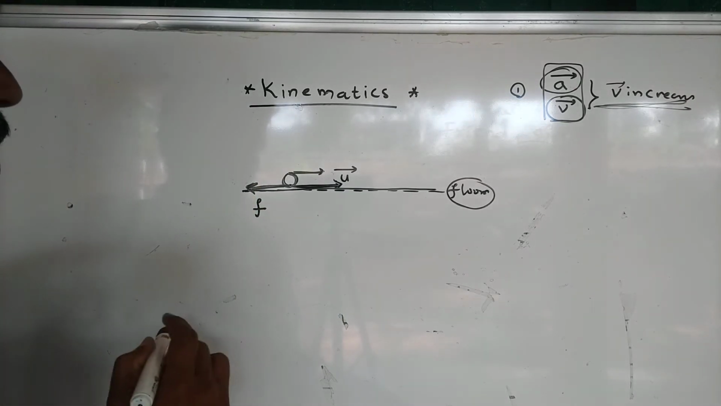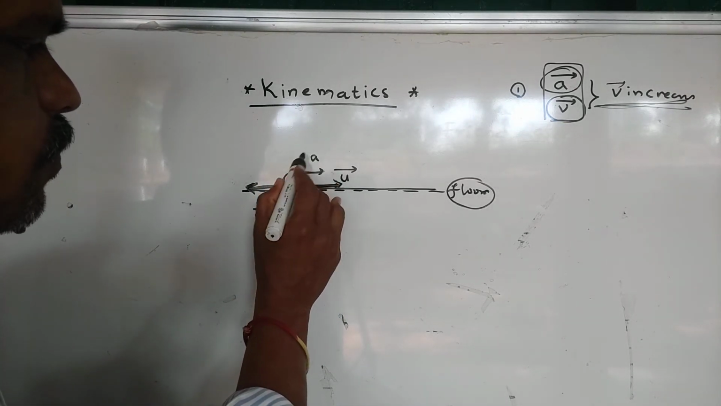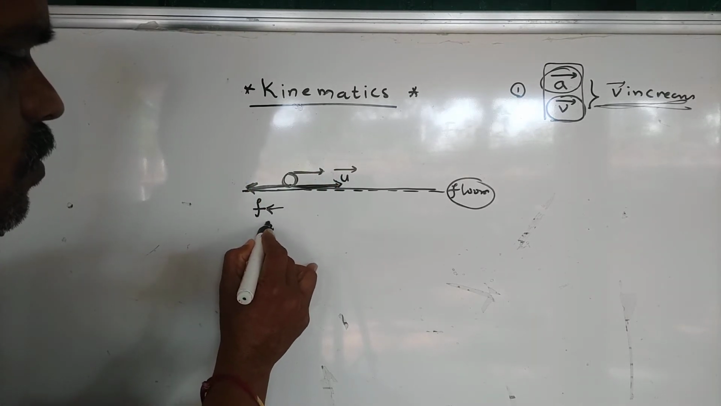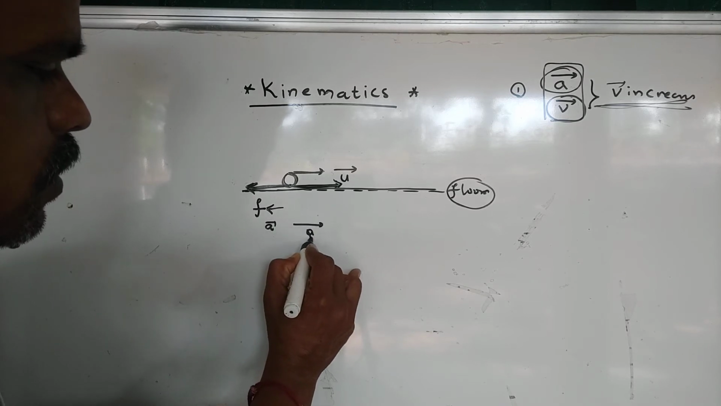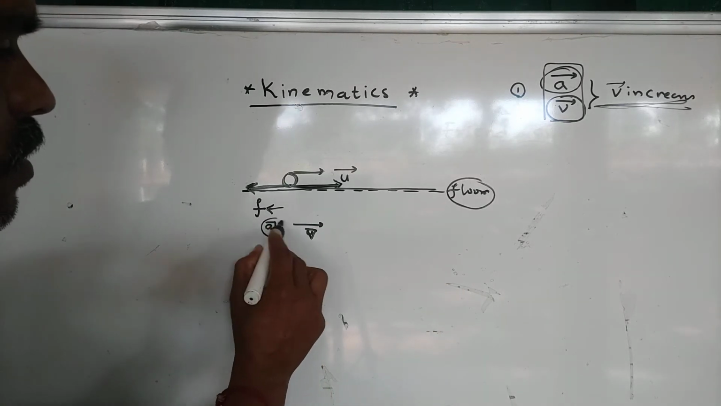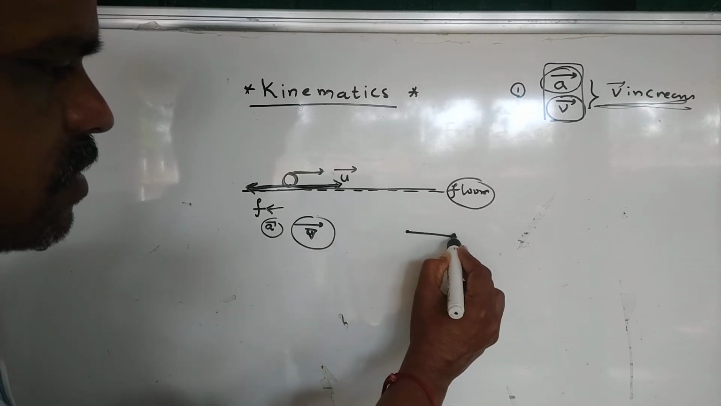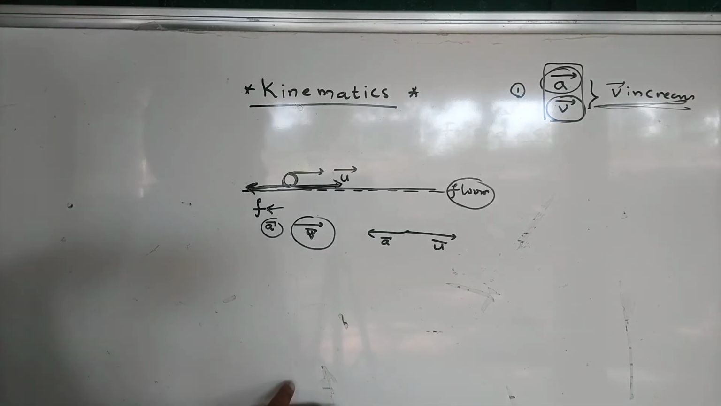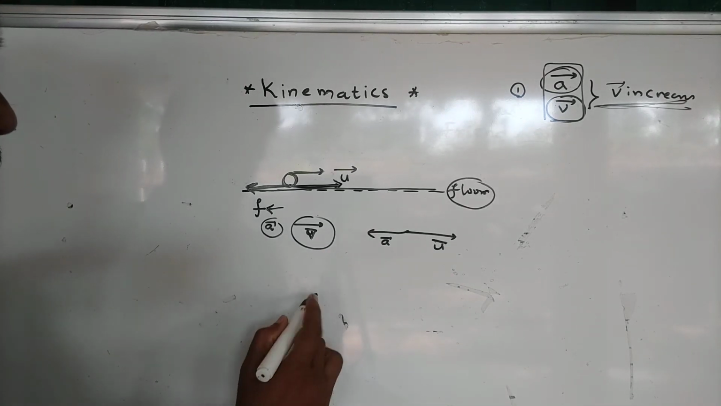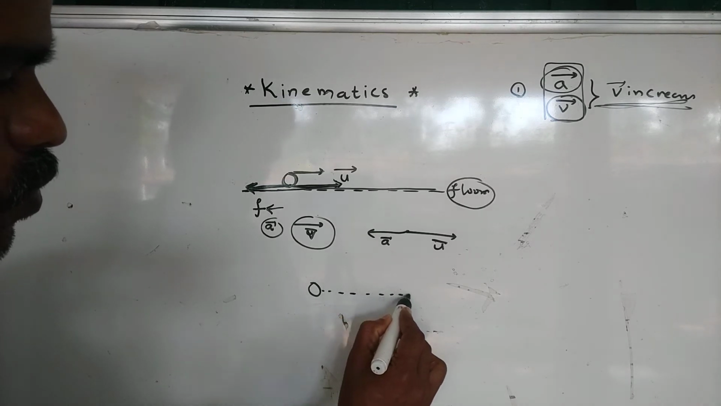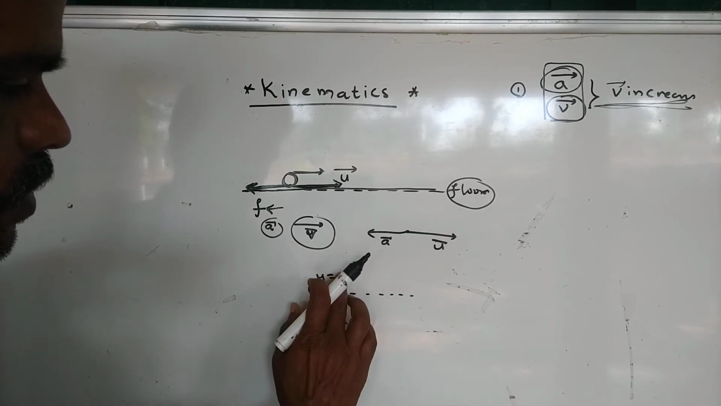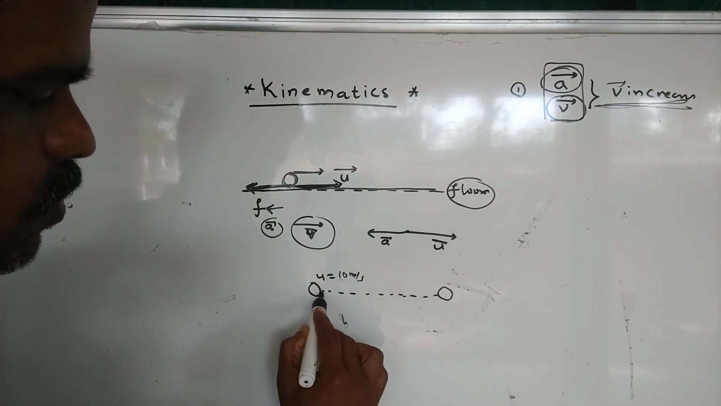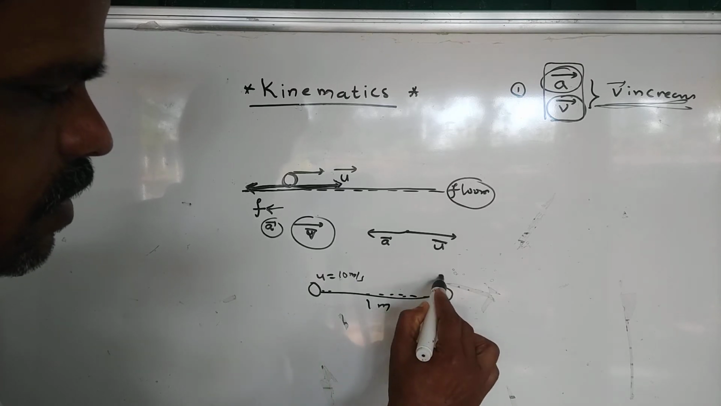In this case, what happens? The acceleration direction is towards the frictional force, and the velocity direction is this direction. So both are in opposite directions. So what happens? The ball moves with the initial velocity, for example 10 meter per second. It goes some distance, for example 1 meter. Then it comes to rest.